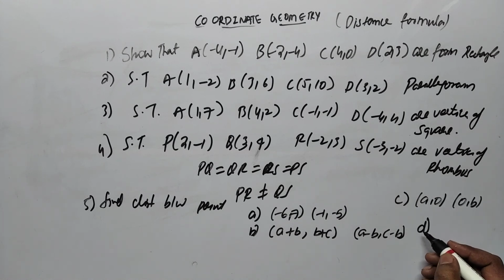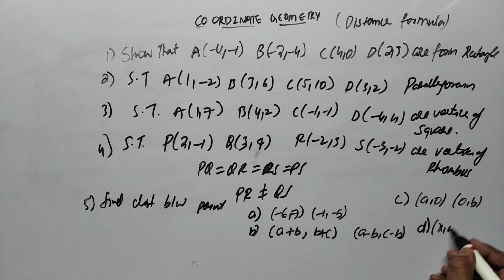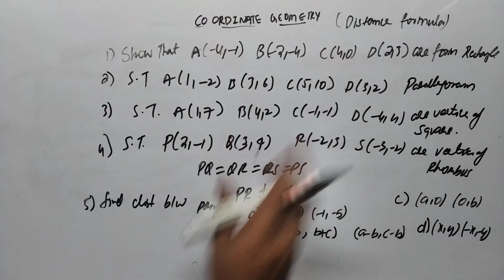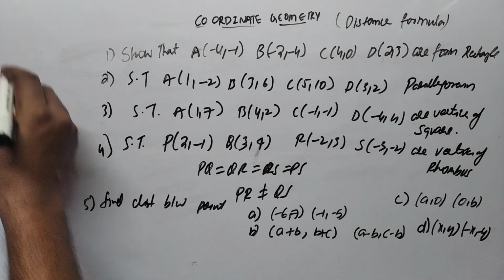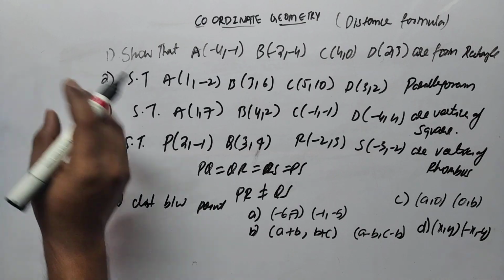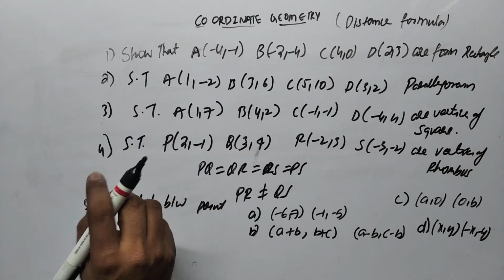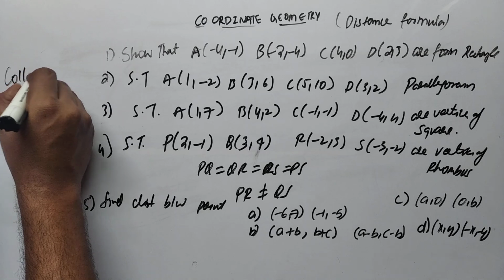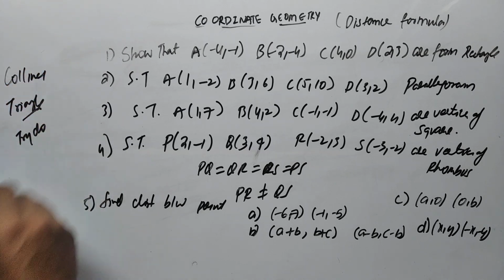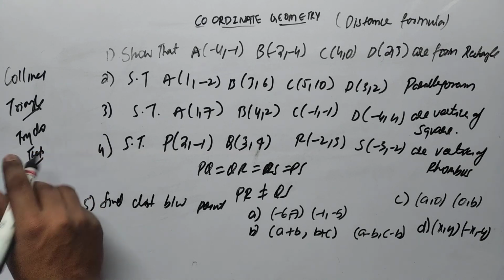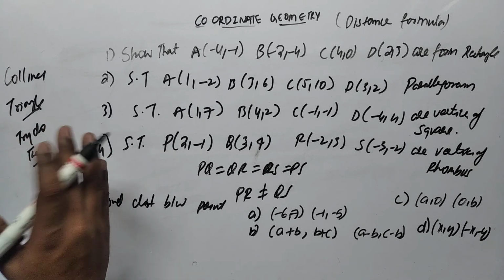Last question, you just need to find the distance between these 2 points: (x, y) and (-x, -y). You just solve these 5 questions. In the next video I will be giving some other tasks related to area, and we will be learning about triangles. If you have any questions in your textbook related to collinearity or triangles, try to do them. If you are not getting them, I will explain in the next video. Thank you.